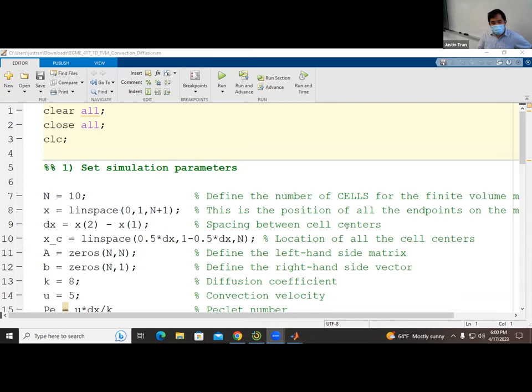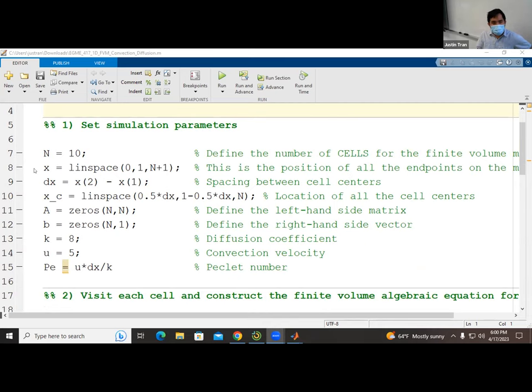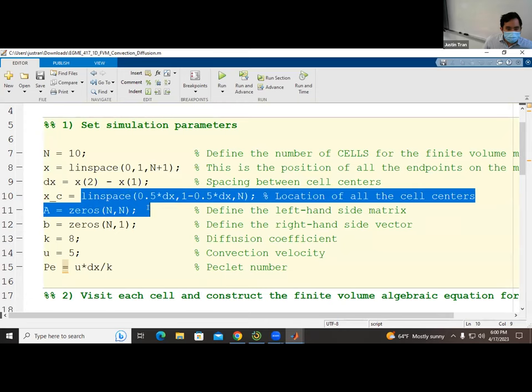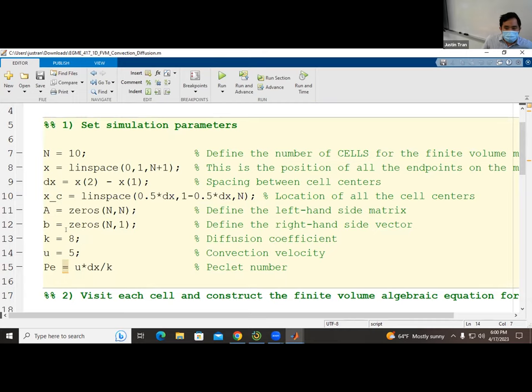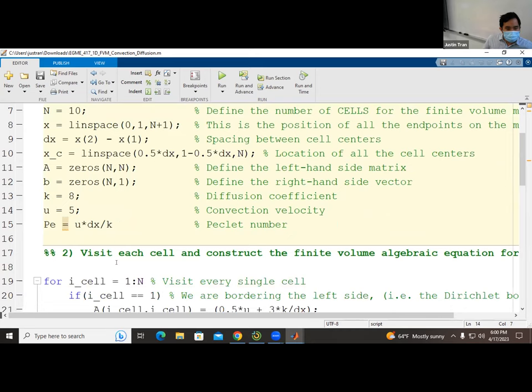Just like we normally do for these types of codes, we have a section one. Section one here is where we set all the simulation parameters. We have n equal to 10, so in this case we're running a simulation with 10 cells. We define the grid spacing size, and the location of all the cell centers. We have the left-hand side matrix, the right-hand side vector, as well as the problem parameters, K and U.